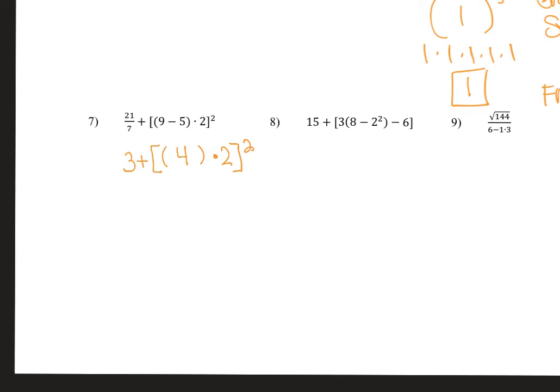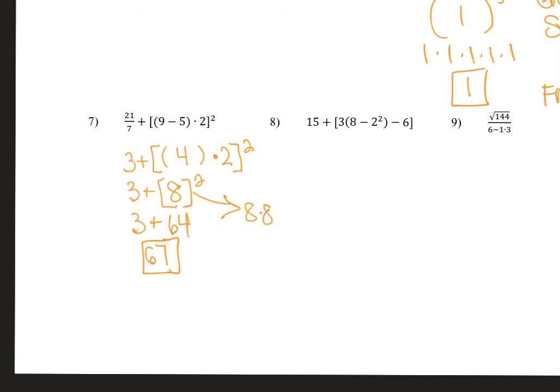Okay, so now we have to work inside. 3 plus 4 times 2 is 8, right? And we have this bracket, and we have it squared. So now we have addition, and we have an exponent. So exponents come first. So 3 plus 64. Now, how did I get that 64? Well, 8 squared is really 8 times 8. Remember, it's not 8 times 2, it's 8 times 8. And 3 plus 64 is 67.